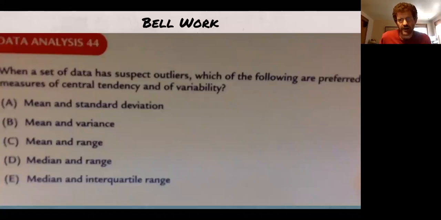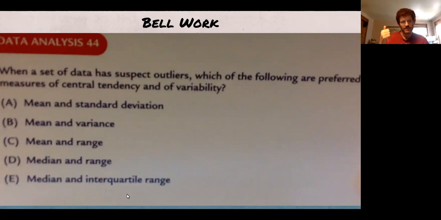So this is going back. I'm going to try and include some bell work that's not always just what we did the previous day, but all throughout what we've learned. Pretty straightforward question. If you have outliers, what's the best measure of central tendency and variability? And the best choice here is median and interquartile range, E.